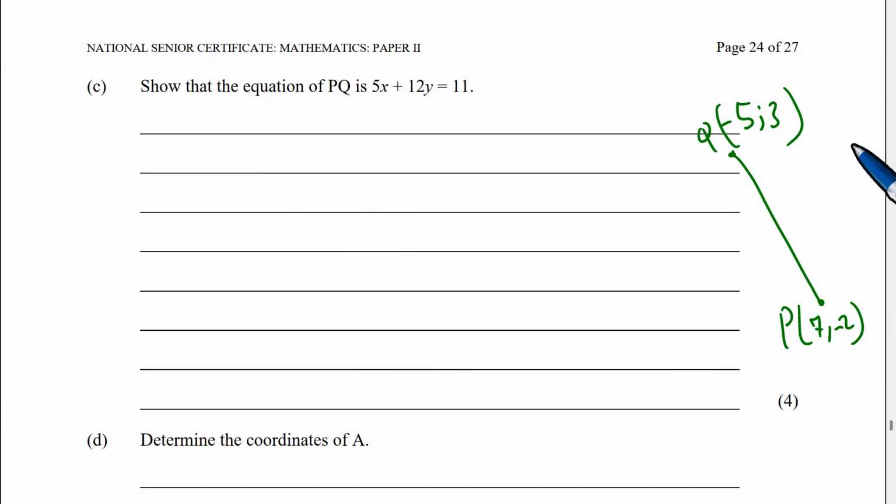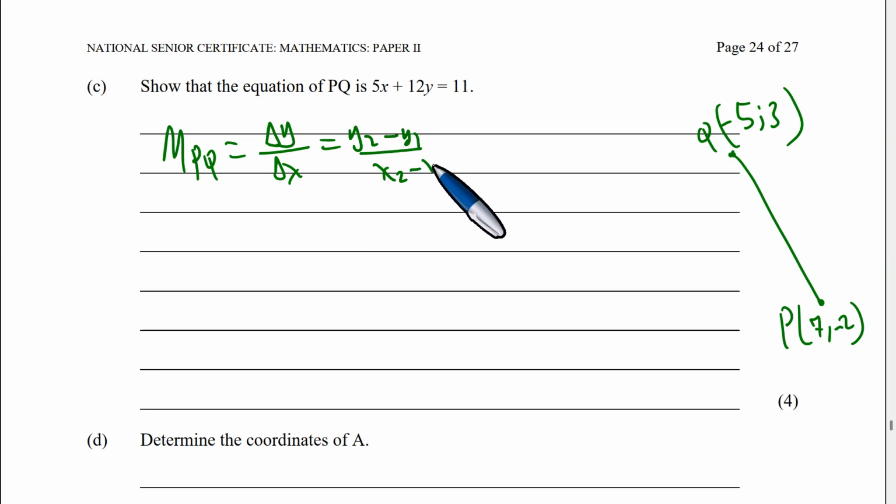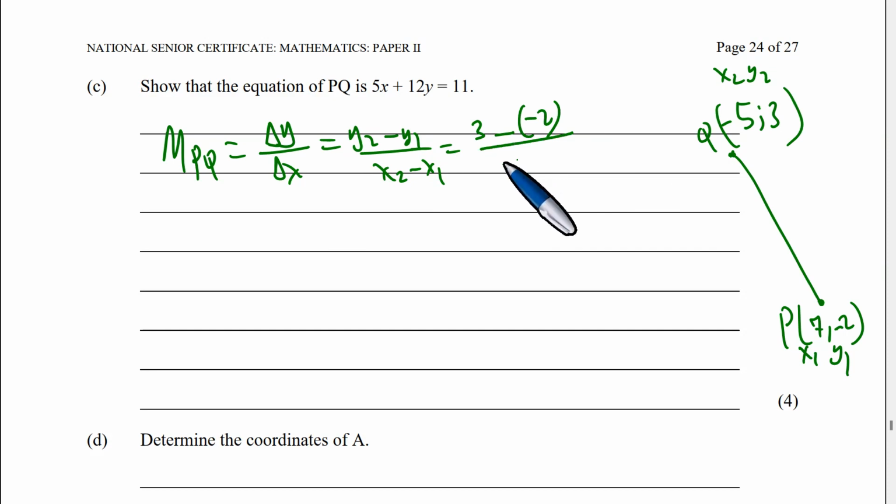Let's find the equation of the line PQ. First, to find the equation of a line, we need to find the gradient of the line PQ, and the gradient of the line is change in y over change in x, which is y2 minus y1 over x2 minus x1. So y2 is 3 minus y1 which is minus 2. x2 is minus 5, x1 is 7, which is 5 over minus 12.